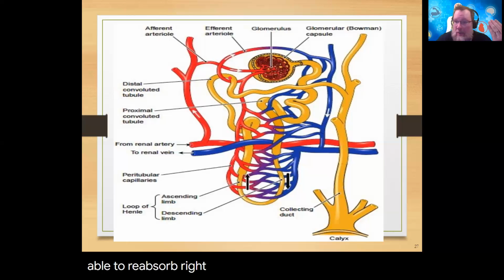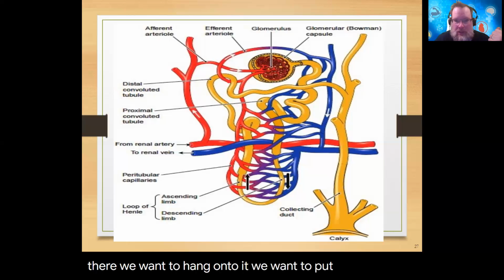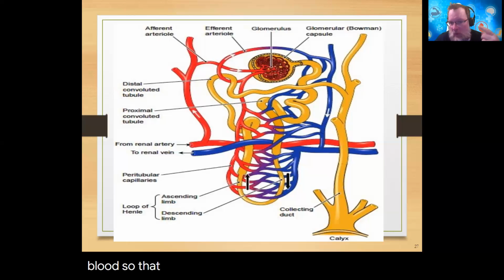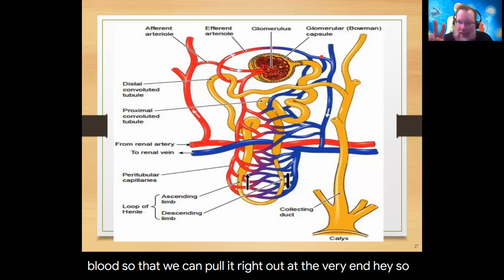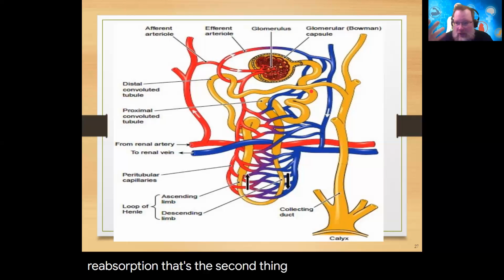Maybe there's still something in the filtrate, something in this tubular system that doesn't need to be in there. We want to hang on to it. We want it put back into the blood so that we can pull it right out at the very end. Okay, so reabsorption, that's the second function, I guess you could say, that the nephrons are doing. Filtration first at the glomerulus and the Bowman's capsule. Reabsorption second.